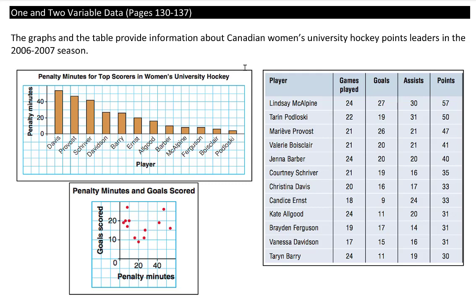So to start off our next unit, we're going to look at 1 and 2 variable data. The graphs and the table shown here provide information about Canadian women's university hockey points leaders in the 2006 to 2007 season. The first graph that we have is a bar graph, and from the title we can see that this is giving us the penalty minutes for the top scorers.